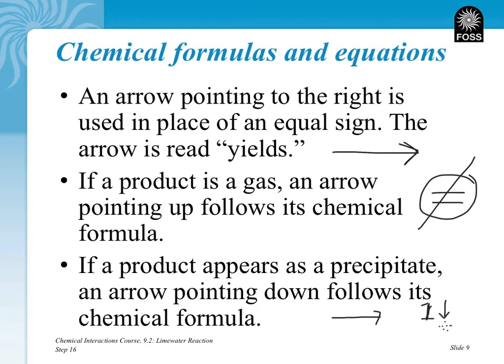In this case, I had little particles fall to the bottom. One of my products fell out of solution. I can show that by showing that an arrow is pointing down. The precipitate fell down. So my question to you is, what would the sign be for a gas? If precipitates fall down, what does a gas do?